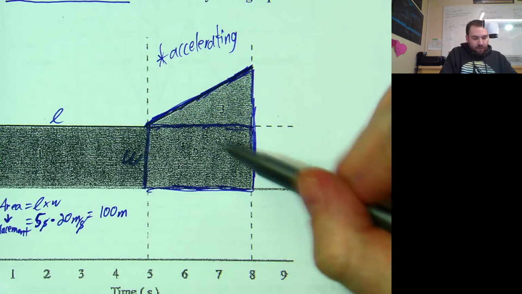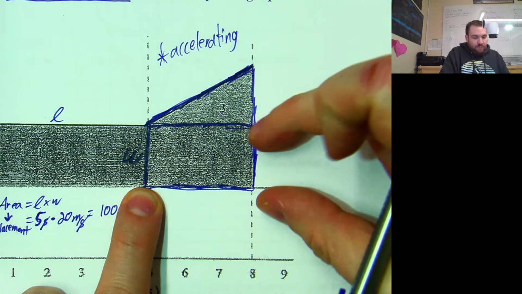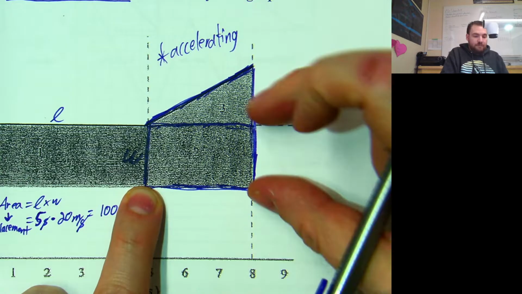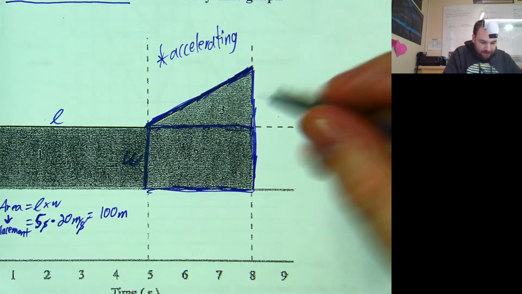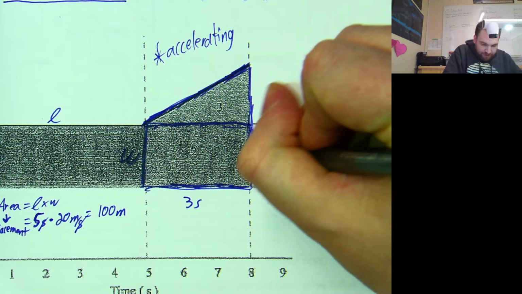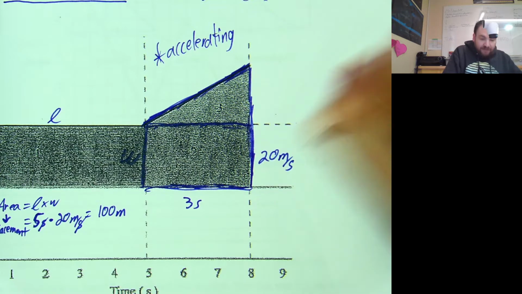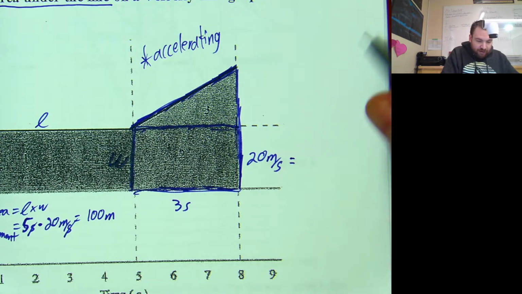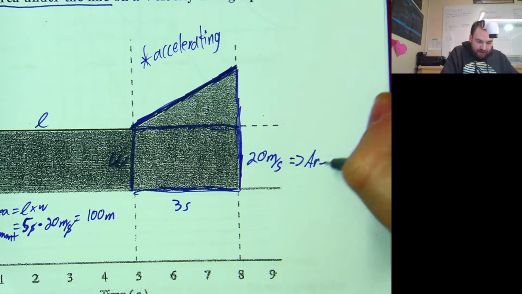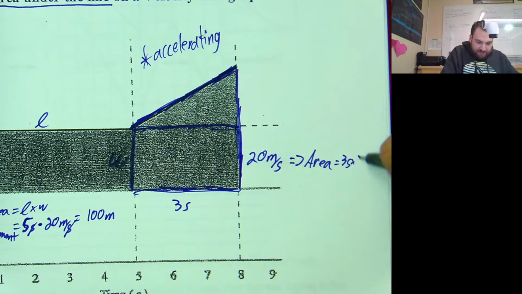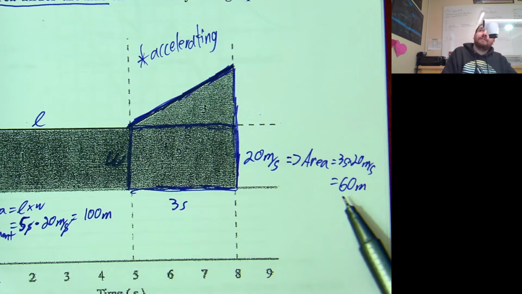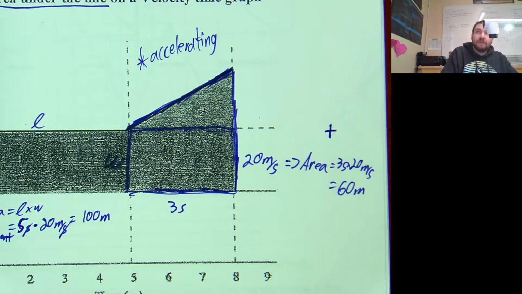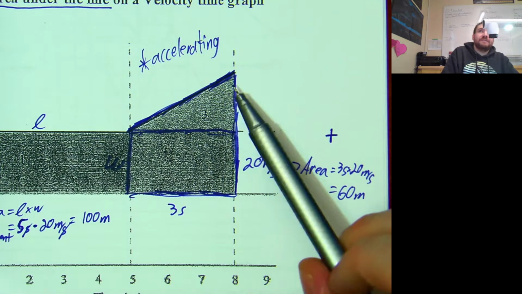For this rectangle, what are these dimensions? So this is going to be 3 seconds, and this is going to be 20 meters per second. So for this chunk down here, the area is going to equal 3 seconds times 20 meters per second. It's going to be 60 meters. But we want to add that to this.